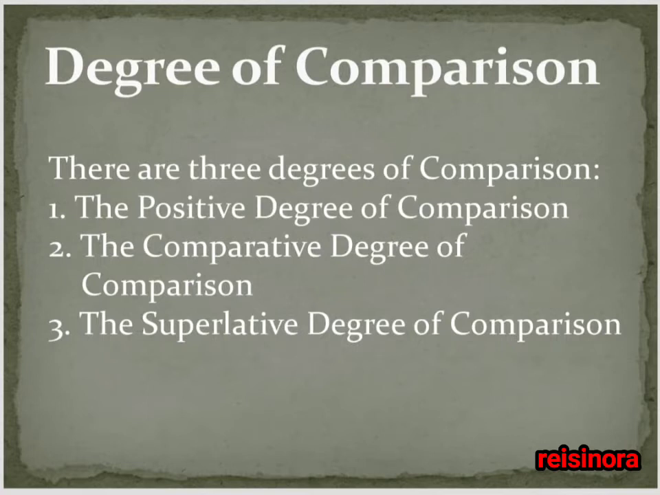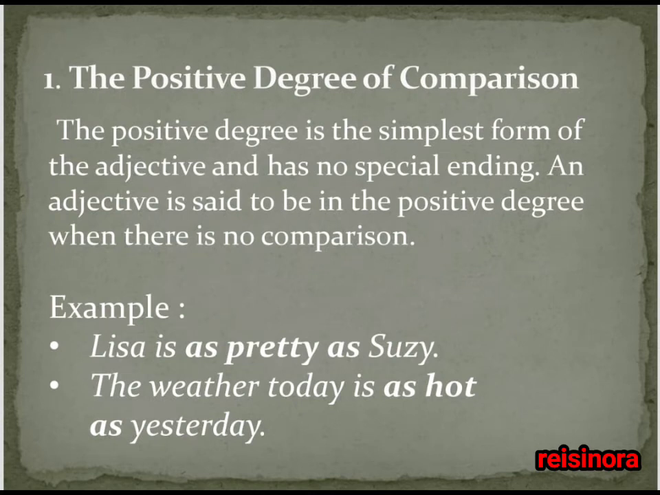Jadi degree comparison ini ada 3 jenisnya. Yang pertama positive degree, yang kedua comparative degree, dan yang ketiga itu superlative degree. So we are gonna start to talk about the first one. The positive degree of comparison.